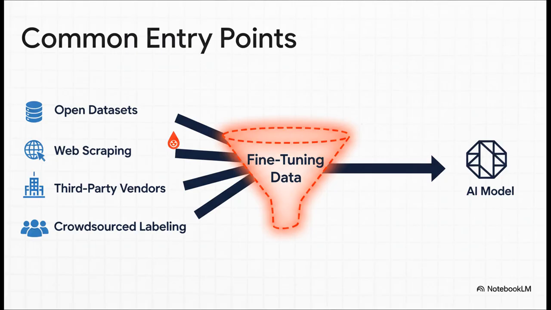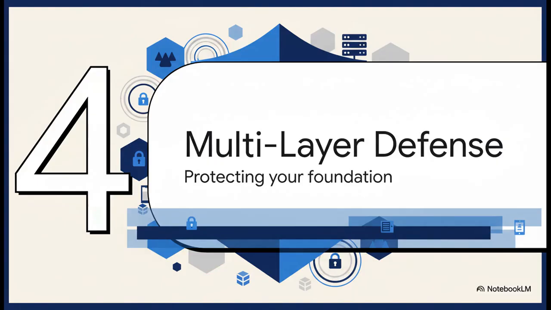If your teams are using open datasets from places like HuggingFace or Kaggle, if they're scraping content from the web, buying data from third-party vendors, or even using crowdsourced labeling services, you have a potential entry point. And you really have to pay special attention to fine-tuning. That stage uses smaller datasets, which makes it an incredibly vulnerable spot, where just a few bad data points can have a massive impact. All right, that is the problem, and yeah, it's a big one.